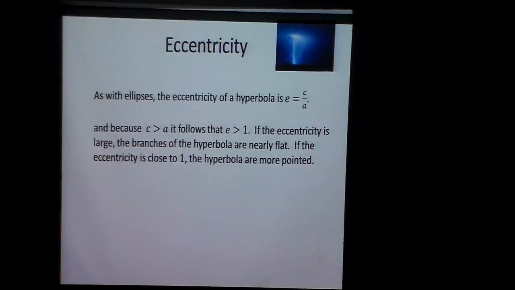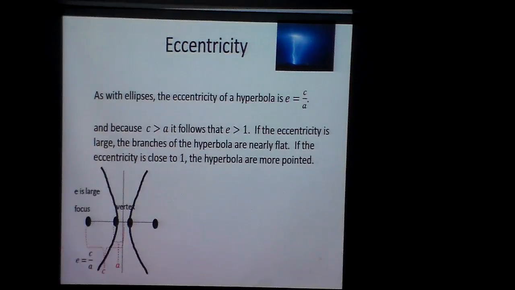because C is larger than A, then it makes sense that E has to be larger than 1 with a hyperbola. So if you get E, and you take the C term and divide it by A, you're definitely going to get a number that is larger. So here's what happens, okay?